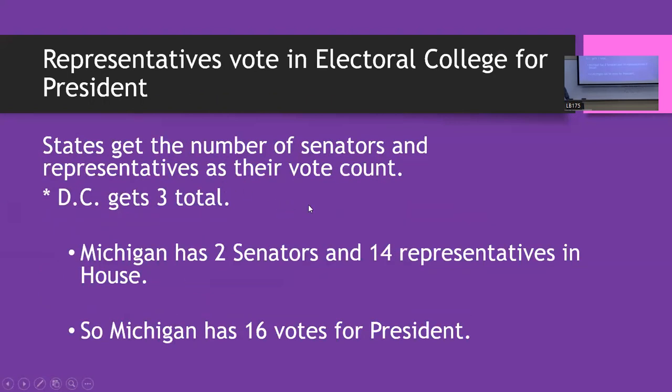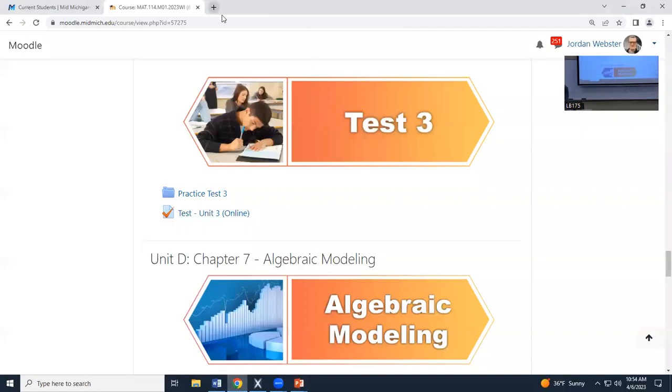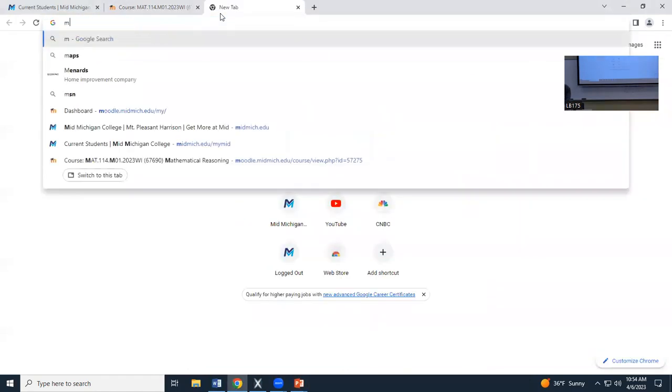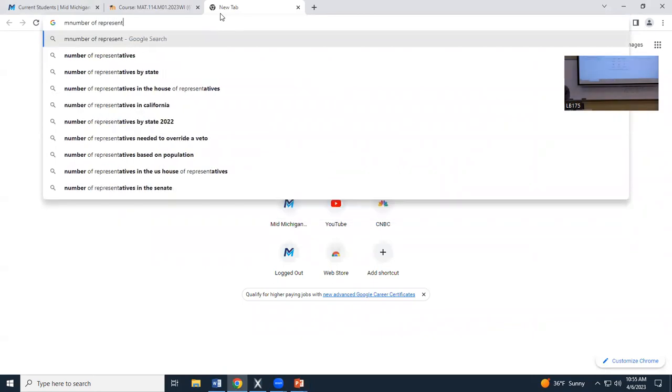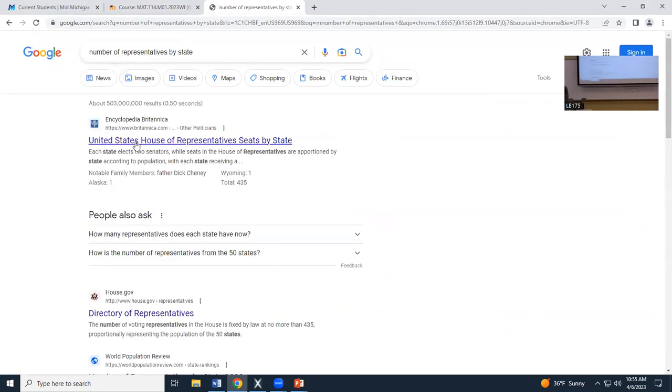Okay. So what happens in most states, we might have changed this. How many representatives do we have now? I think they just redid that, didn't they? It used to be 14. Let me look. I'm gonna Google this. Actually, I can Google it up right here. I don't know why I did that. Number of representatives by state, right?